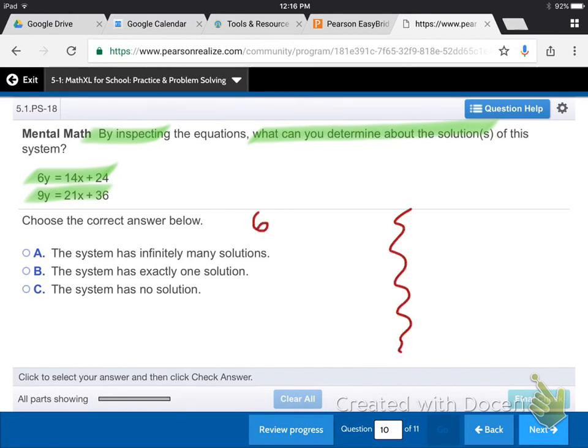So we have 6y equals 14x plus 24. Okay, so all we have to do is divide everything by 6. So that means 1y equals 14 over 6, which is 7 over 3 if we divide every number by 2. And 24 divided by 6 is 4. So there's one equation solved for y.